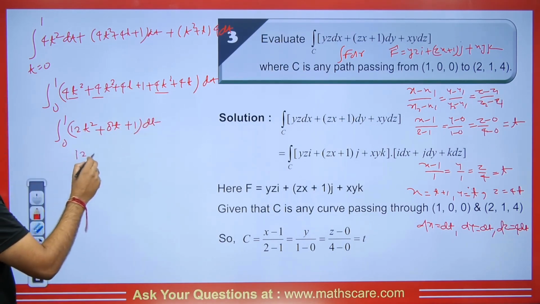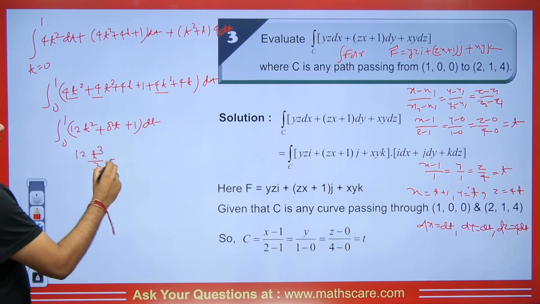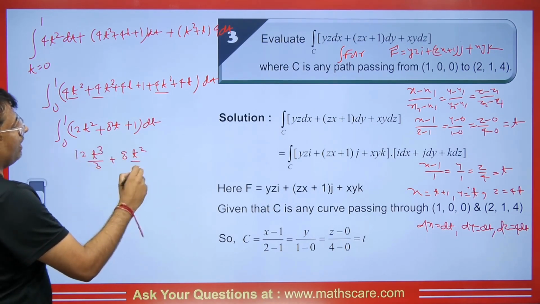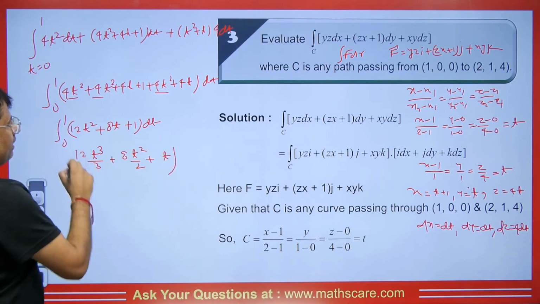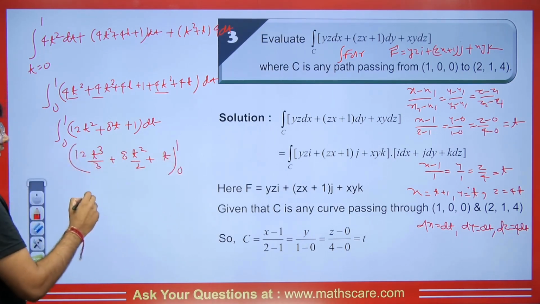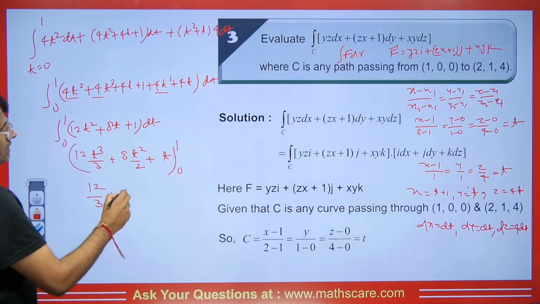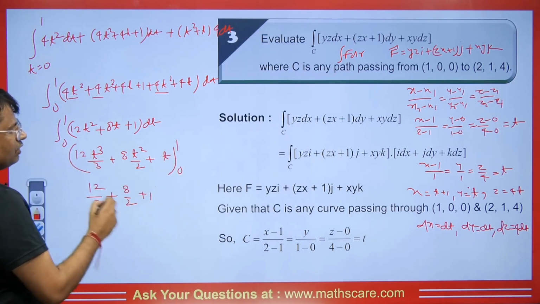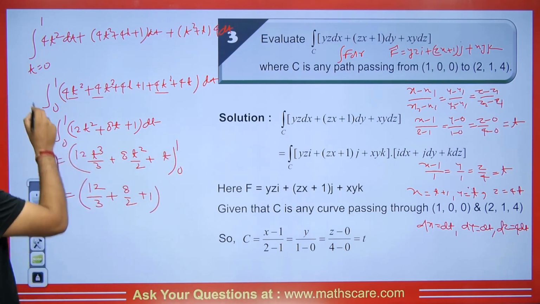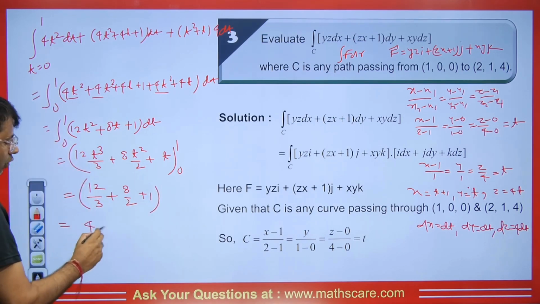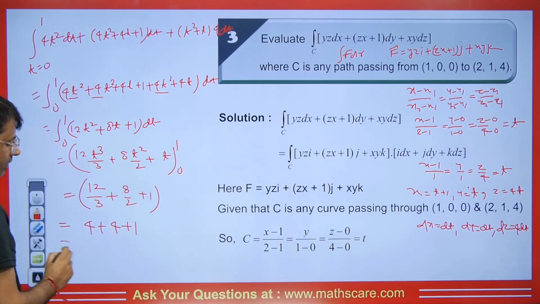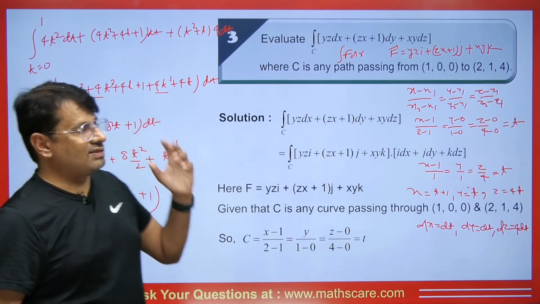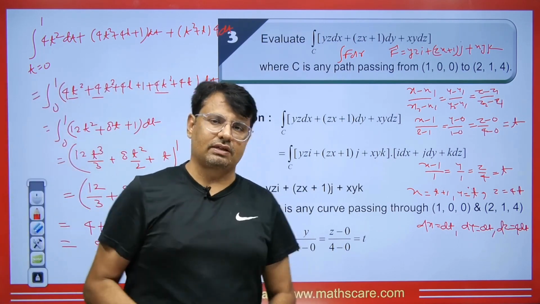The integration of this will be 12t cube by 3, right? Plus this will be 8t square by 2 plus t, and we will put the limit 0 to 1. When we put 1, then this will be 12 by 3 plus 8 by 2 plus 1, and 0 will remain 0, right? So this will be our value. We will solve this. It will be 4 plus 4 plus 1. Then what value will we have here? 9. So students, we can easily solve this in this way, right?